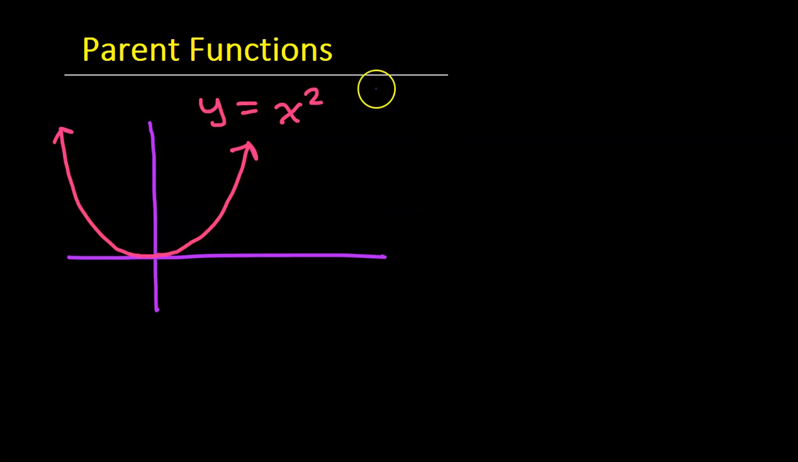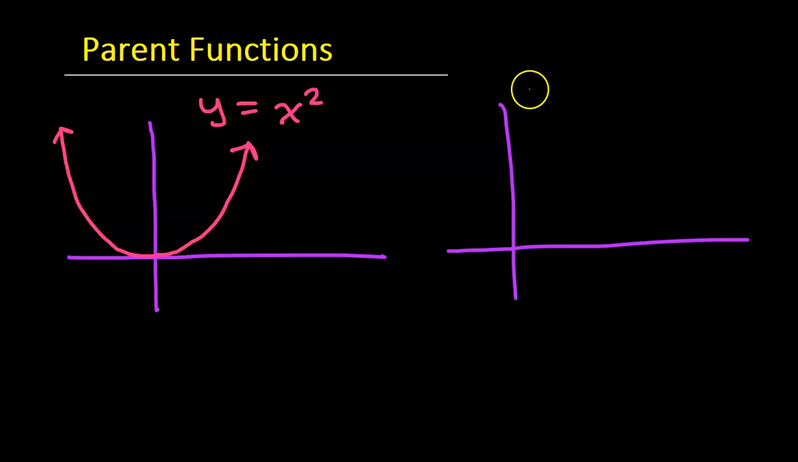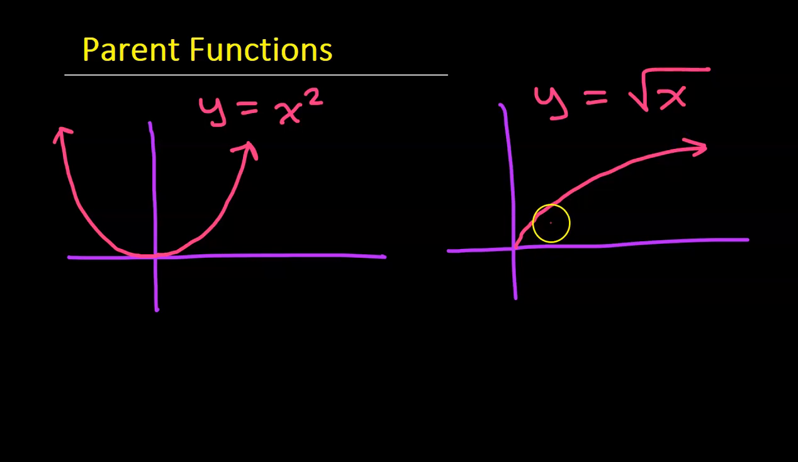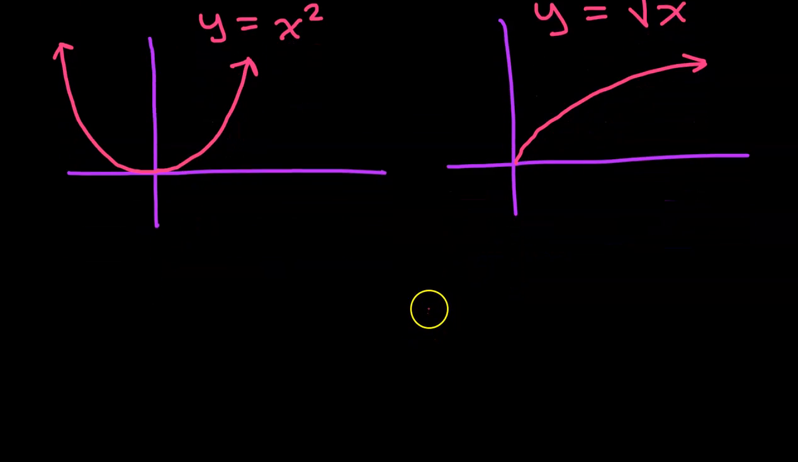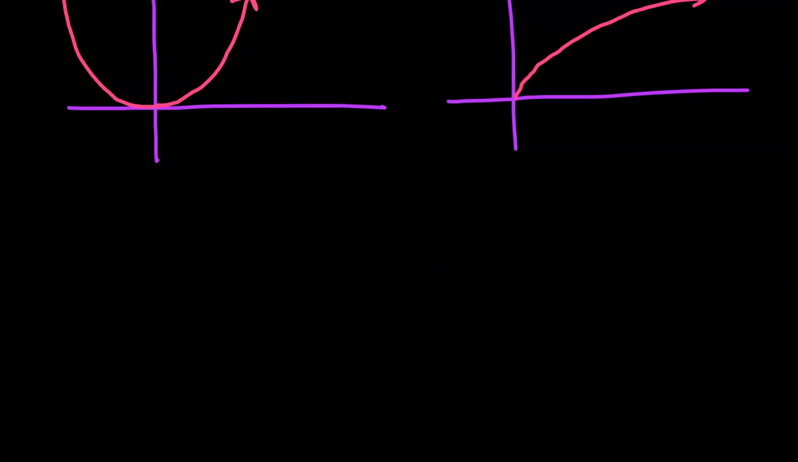Now, another parent function that is closely related to this is the function y equals the square root of x. And that will be a sideways parabola, but plot twist, it's only going to be half of the parabola. There are two more parent functions that you're going to need to be familiar with.